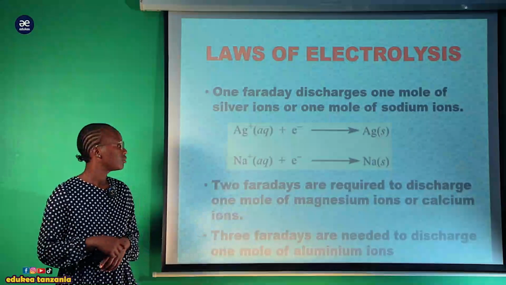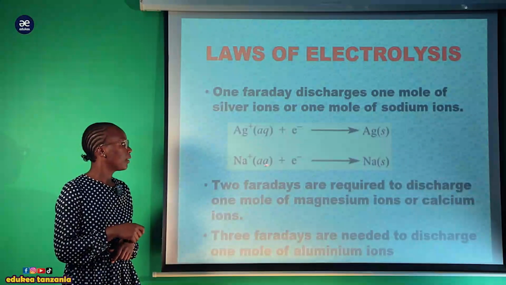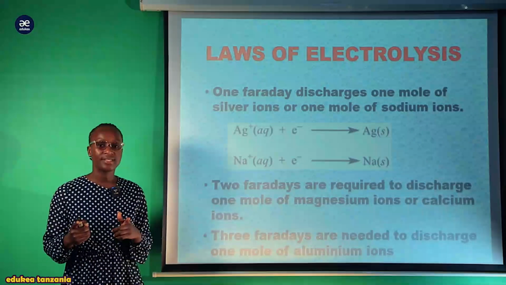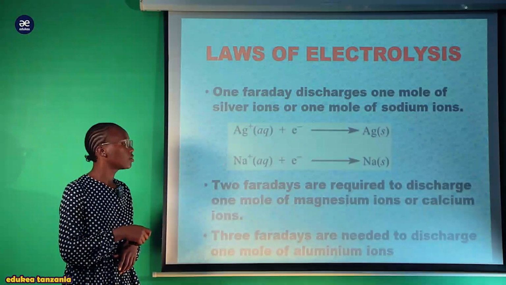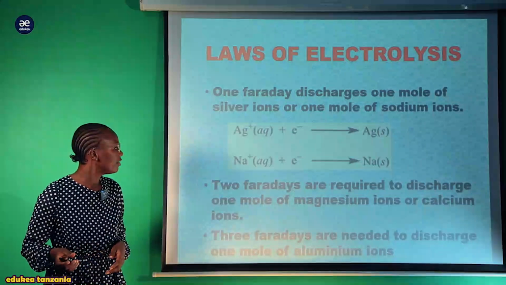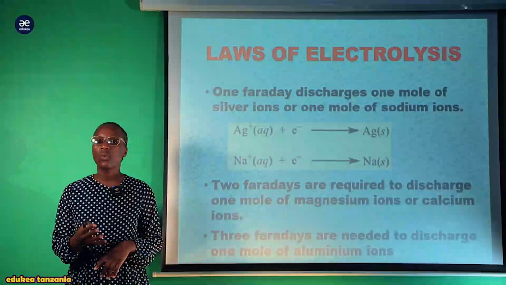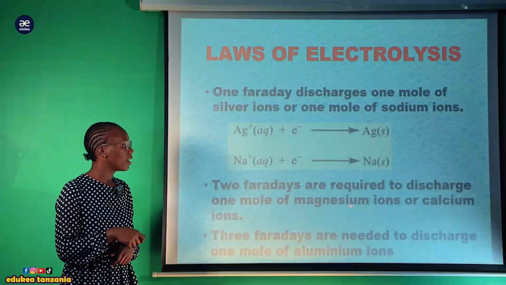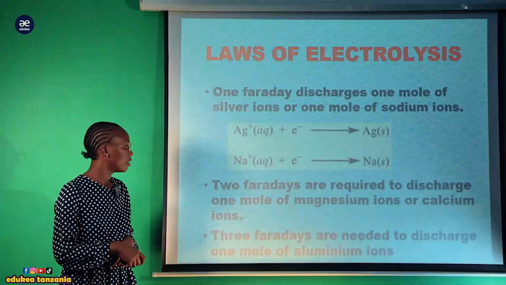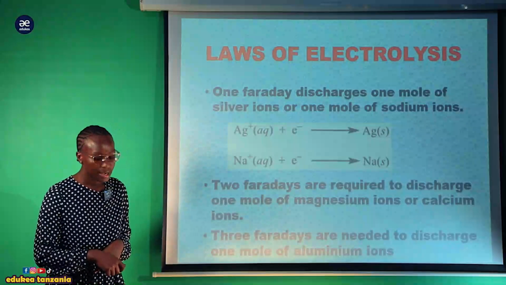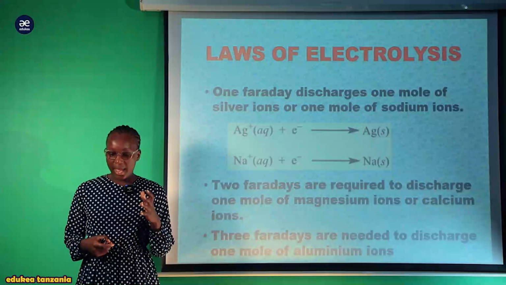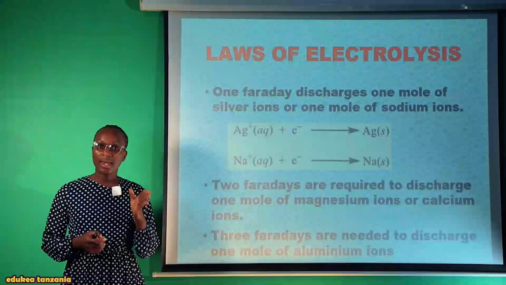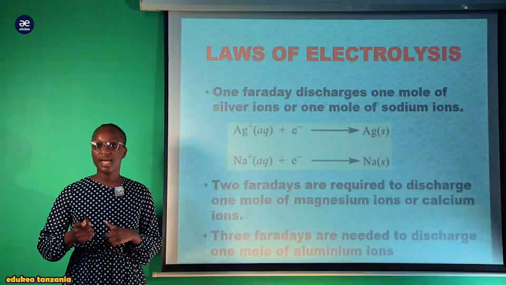Generally, we can simplify this like this. The amount of mole of atoms of an element liberated or deposited at the electrode is equal to the number of moles of electrons passed, divided by the number of charge on each ion.